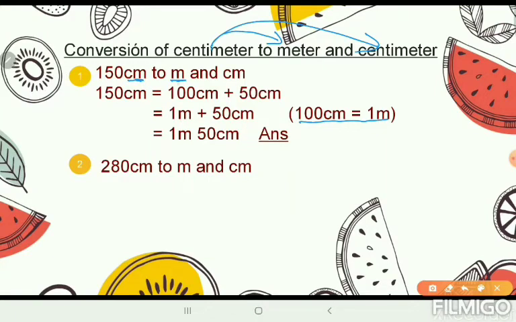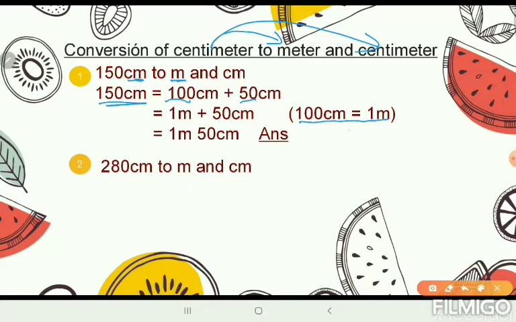Now according to the relation, we are going to break this number which is given. The relation is of 100, so we are going to break this number from the hundreds place. Can we write 150 centimeter as 100 centimeter plus 50 centimeter? It means the same thing, we are just breaking it. So we have broken it like this.